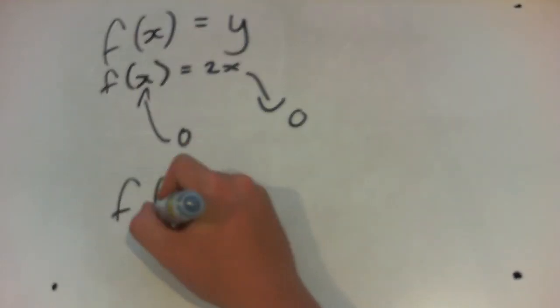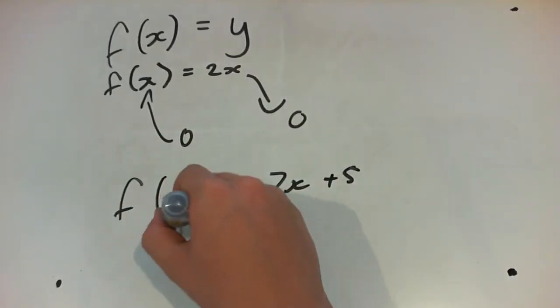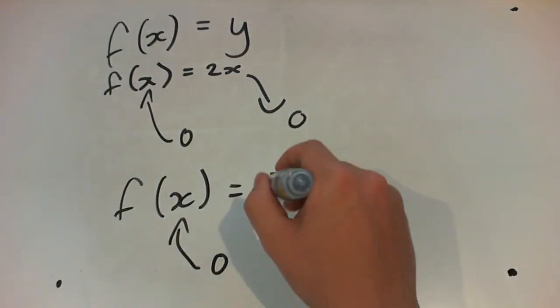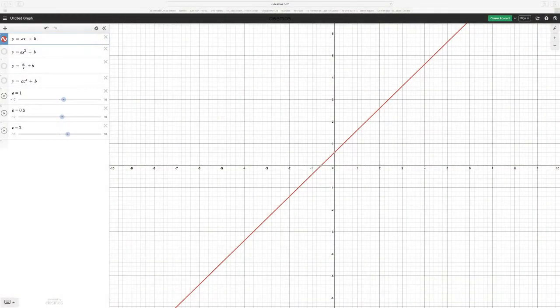But what if we have a graph like this? 7x plus 5. If we input 0 into here, all we get is this 5, because the 7x becomes 0. And that's what B is in this example. It's literally just giving us B as the y-intercept because x is 0, because we're inputting 0 and we're looking for the y-intercept. And that's only one type of graph. That's the linear graph.